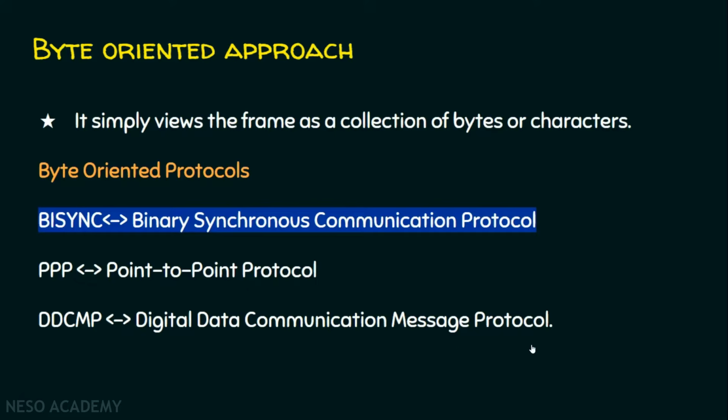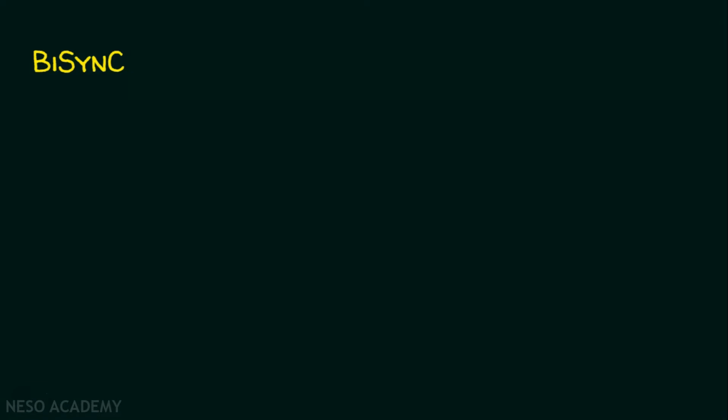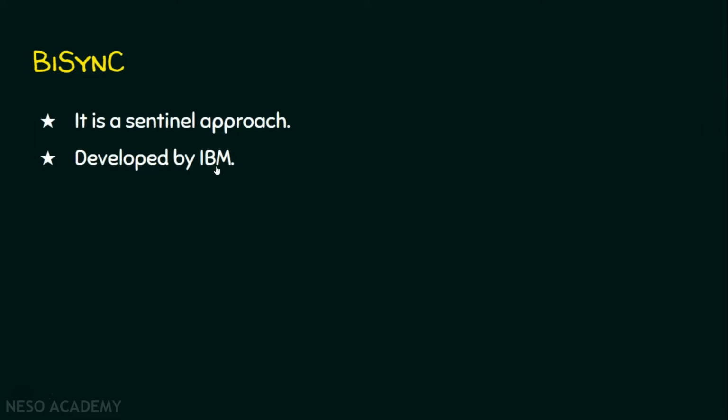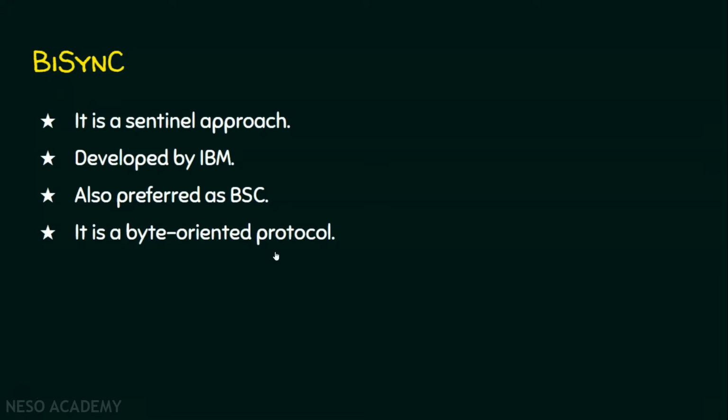Let's start with BISYNC. BISYNC is a data link layer protocol. It is following a sentinel approach. So sentinel approach means guarding kind of behavior will be there. Who developed this BISYNC protocol? Actually, it was developed by IBM and it is also referred to as BSC. Some experts refer to BISYNC protocol as BSC and some experts refer to it as BISYNC. But in our lectures, we will refer to it as BISYNC. And we know very well that BISYNC is a byte-oriented protocol.